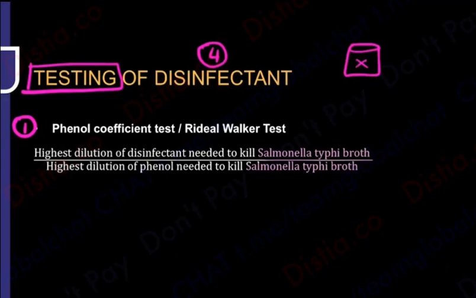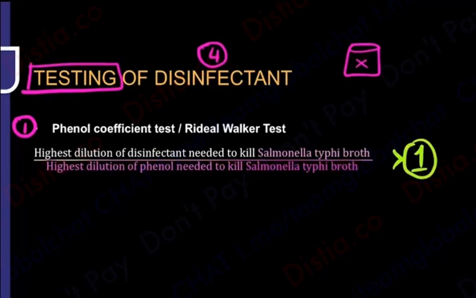So how do I compare? I know that phenol will be able to kill Salmonella typhi. I know phenol, Lysol, Cresol, they can kill Salmonella typhi. I know phenol can kill, so I will compare this solution X with phenol. I will see which is the dilution at which solution X has killed Salmonella typhi divided by the dilution at which phenol has killed Salmonella typhi. If it comes out to be more than 1, this means pass.